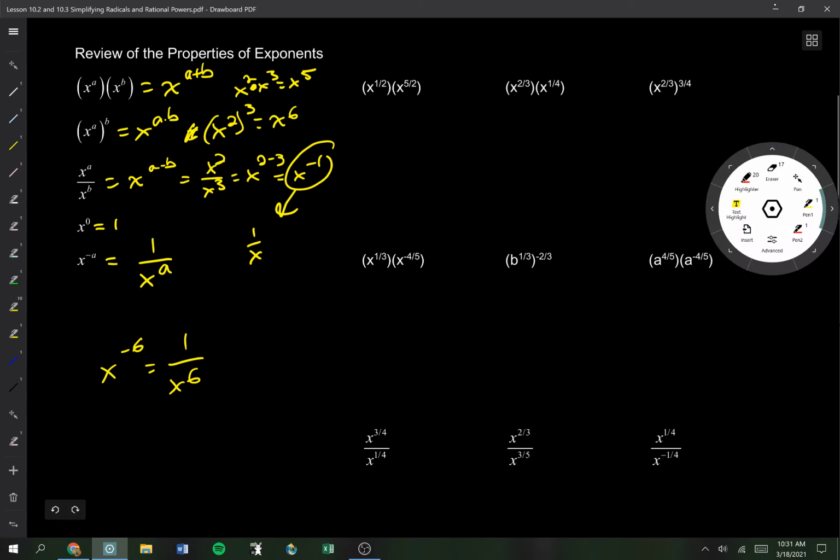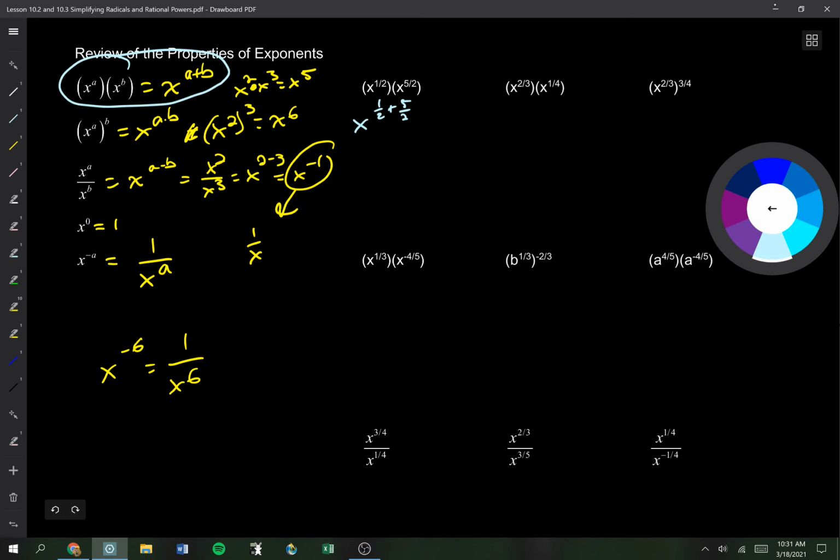So x to the 1/2 times x to the 5/2 is going to become x to the 1/2 plus 5/2. The powers add just like they did here. Well, these have a common denominator, so I can just add the numerators. I get x to the 6/2, and x to the 6/2 is actually just x to the third. Pretty sweet.